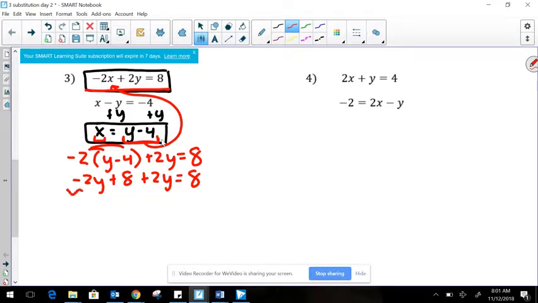Okay, let's combine like terms. Negative 2y plus 2y. Oh, that's 0. Okay, I'm not even going to write it. So I'm just left with 8 equals 8. Ooh, okay. Now there is no letter.